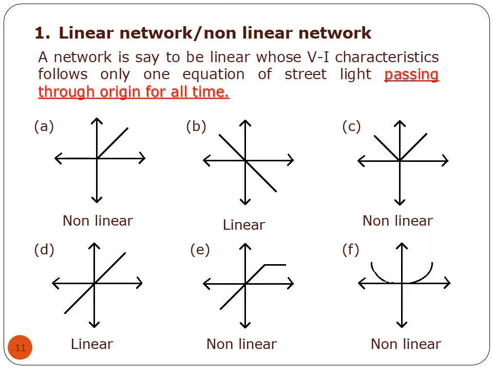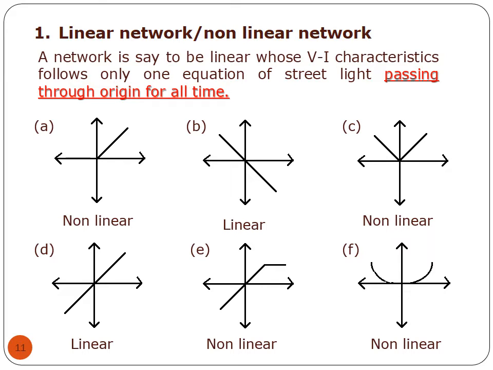First of all, figure A. Here, the straight line originates from the coordinates 0, 0 and it is a straight line in the first quadrant, but it does not have the equation of a straight line for all time because it originates from 0, 0. So, it is discontinued before that 0, 0. So, that's why it is called non-linear.